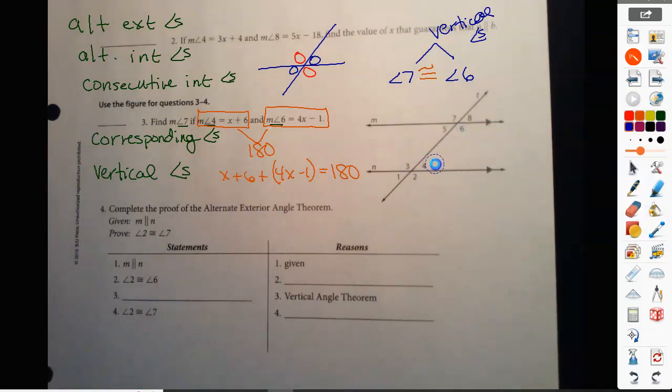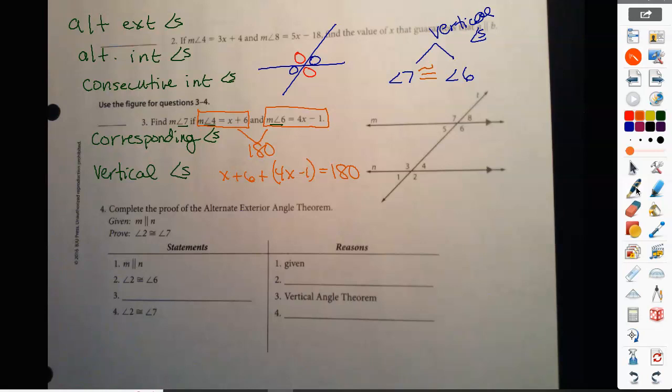It has 2 transversals. No, it doesn't. Yeah, it has a transversal, which we don't need. But it could still work. Yeah, actually, we do need it. Never mind. We do need the transversal. All right, so we've got this idea. We are given that M is parallel to N. Okay.